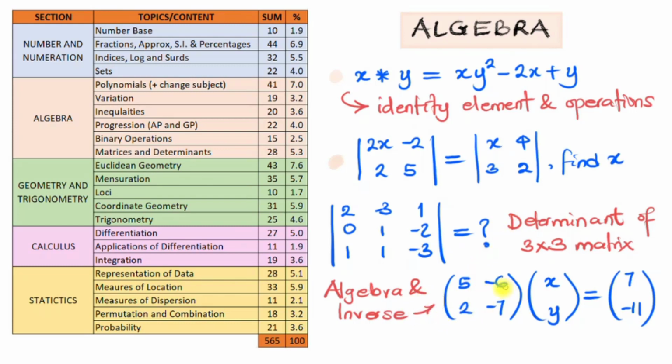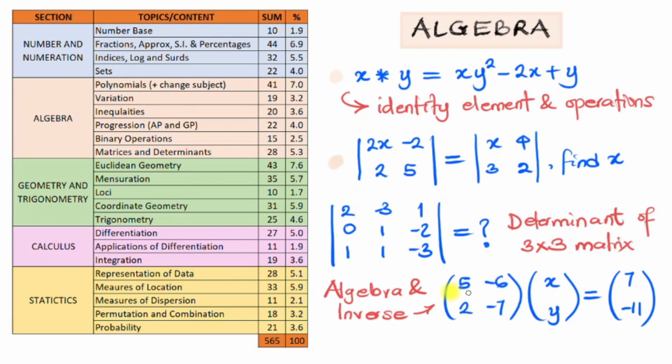Now, sometimes they will express matrices like this, and they will ask you to find x and y. Okay, now this inherently is just an expression for a simultaneous equation in which you are multiplying row by column. So this is like you are saying 5x minus 6y is equal to 7, or 2x minus 7y is equal to minus 11. So you can solve by simultaneous equation, or you can even do multiplication of matrices.